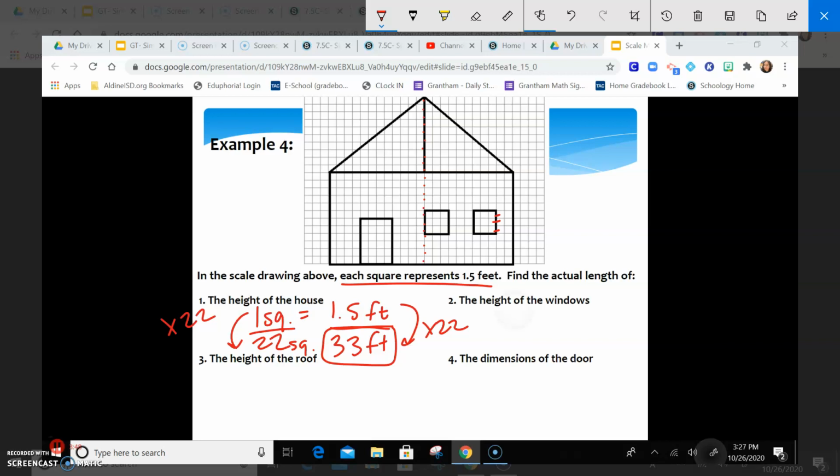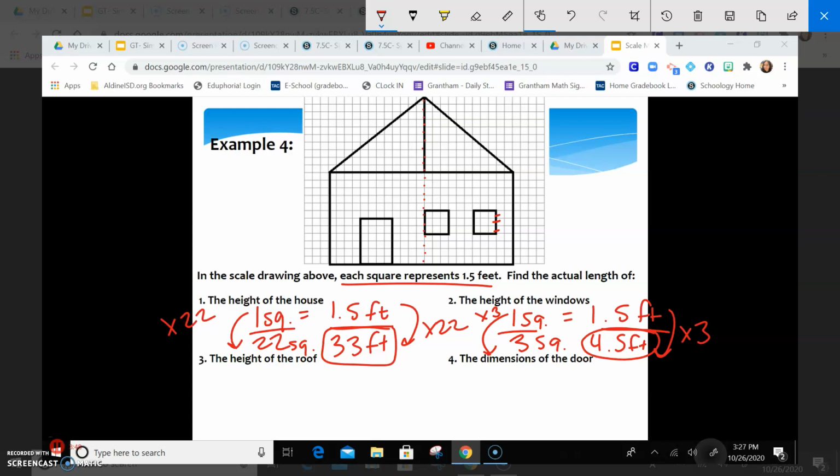Let's set up our proportion. 1 square equals 1.5 feet, and I have 3 squares here. So from 1 to 3, I multiplied by 3. I do the same thing on the other side, I also multiply by 3. If you want to use your calculator, 1.5 times 3 equals 4.5 feet. So the height of the windows is 4.5 feet tall.